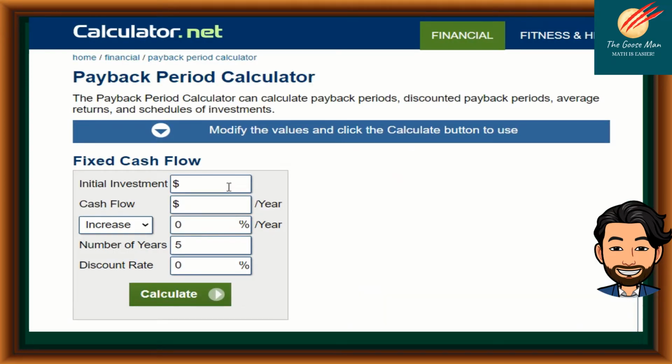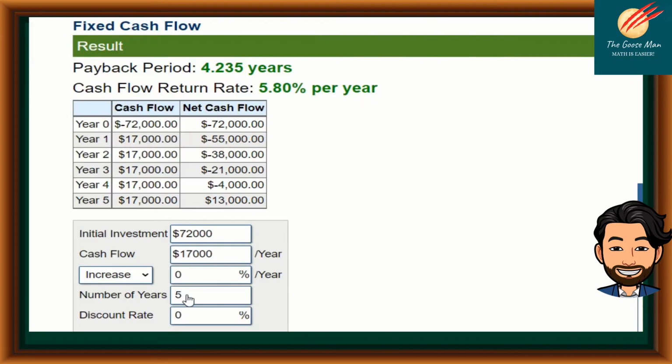In this example, we will use the payback period calculator. The address is calculator.net. For our example number one, the initial investment for Project A is 72,000. Then our cash inflow is 17,000 per year. We write 0 for the increase, and the number of years is 5 because we have 5 cash inflows, and the discount rate is 0. Then press calculate. Here, the payback period is 4.235 years.